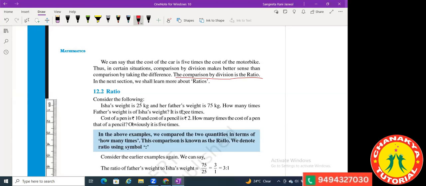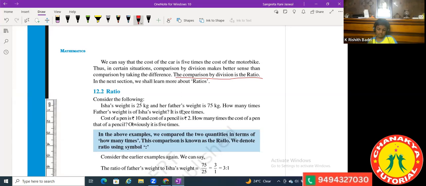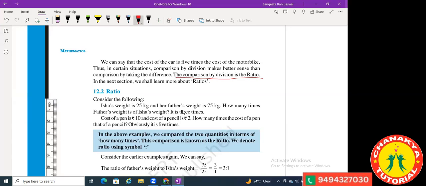What will be the ratio here? How many times father's weight is of Isha's weight? Now it is asking how many, so it's asking how many times. When the word times is written, that means it is a ratio by division. Okay, then it is by division. So that is 75 by 25, that is 3:1.